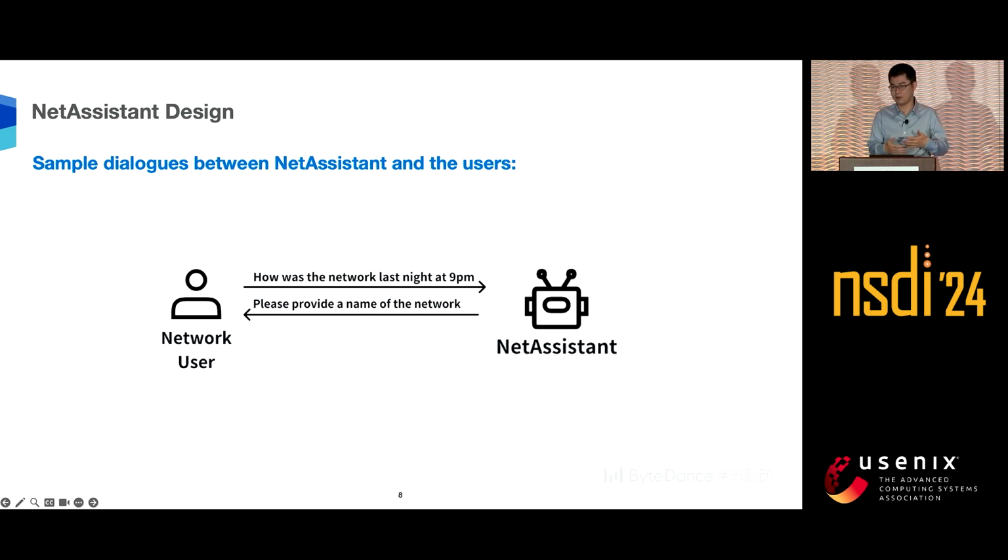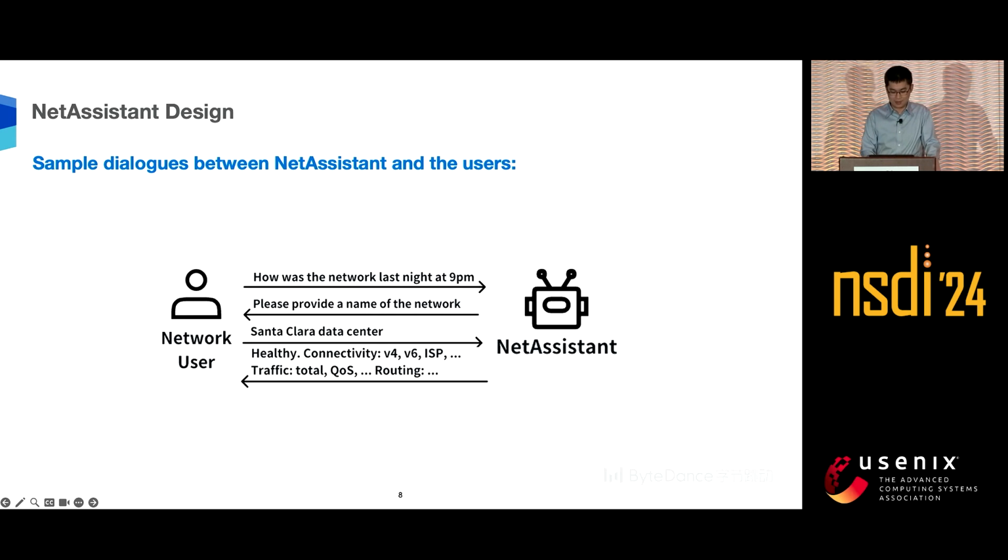I'm not very clear about what you are asking, could you please provide some more information? Like for example, provide the name of the network. So you're asking which data center, for example. Suppose we have the data center in Santa Clara here. Okay, so the user may say, okay, have me check the Santa Clara data center. And then both intent and objective are clear.